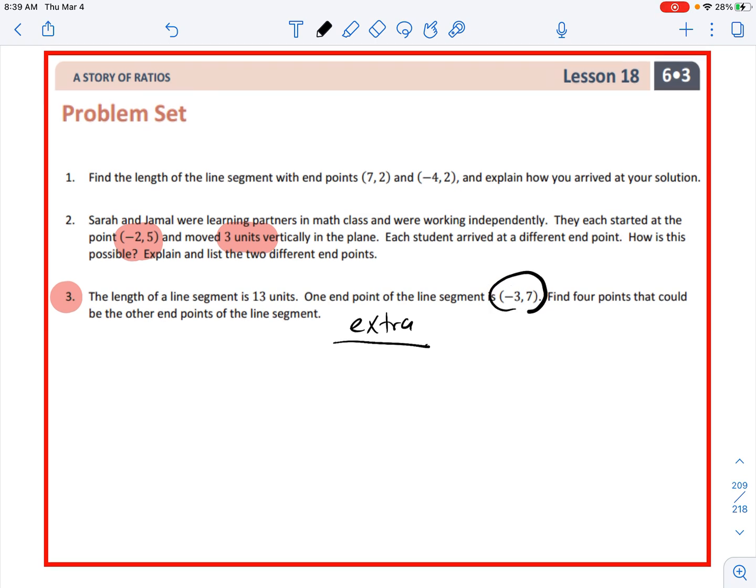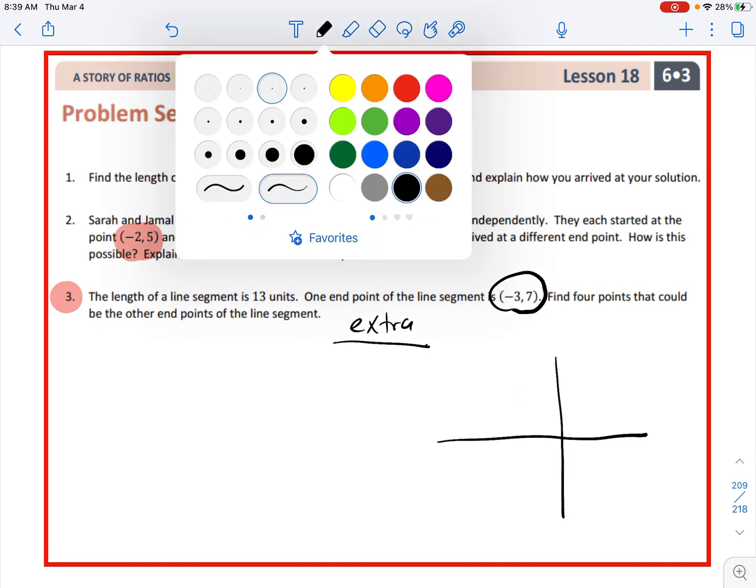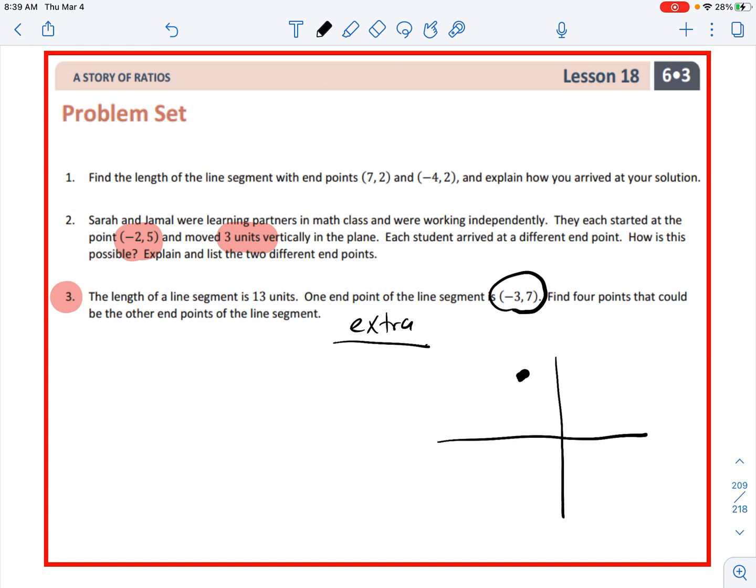You're going to start at -3, 7, and you have to find the 4 endpoints that are 13 units long. So you're going to have to go down 13 units, to the right 13 units, up 13 units, and to the left 13 units. And what makes this hard is even if you use your coordinate plane, it is going to go off your coordinate plane. So you're going to have to add some of this using absolute value or just adding it in your head.